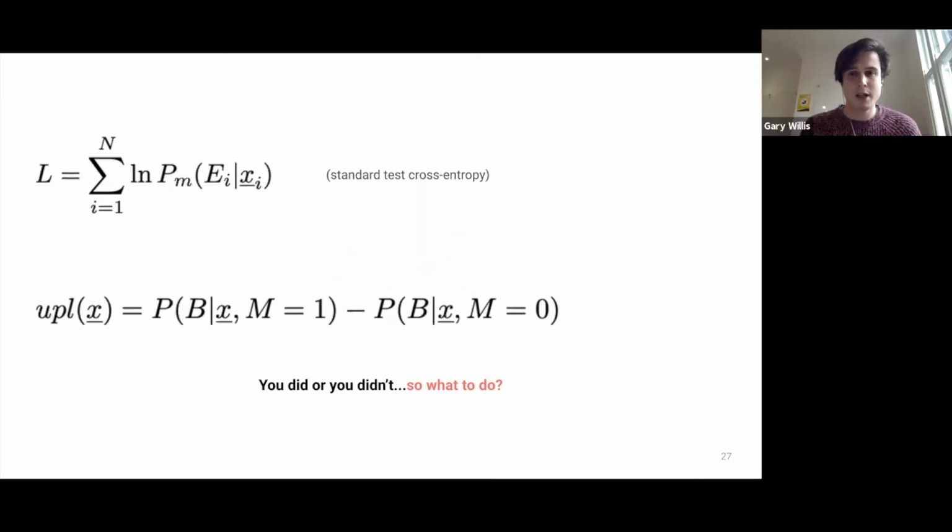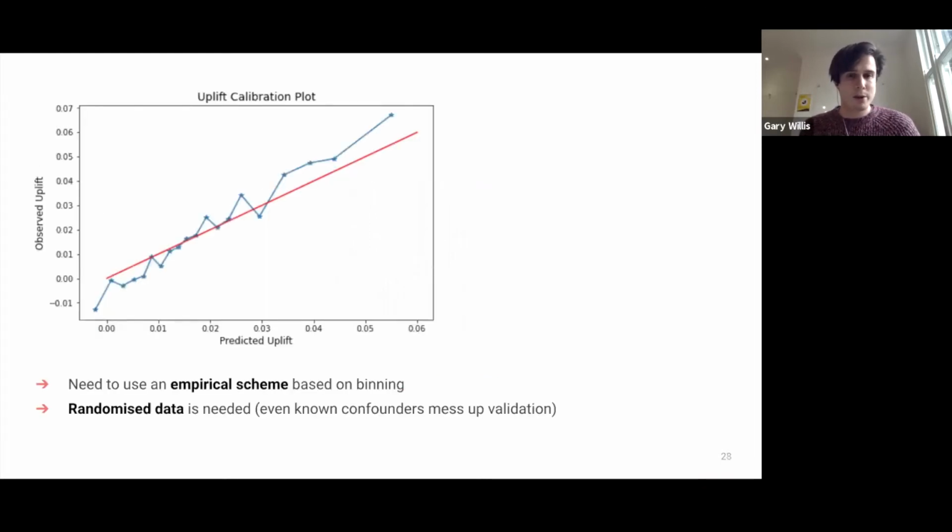So what do people do? Well, you need to use some sort of empirical scheme where you bin people together. And this is only going to work if you don't have confounders. So even known confounders will mess this up. So you need what's known as randomized data. You basically need to run some sort of randomized control trial. And the reason for this is that what you then do is you take all of your customers in a test set, you rank them by their predicted uplift, and then you do some sort of binning scheme. So let's say you look at the top 5% of people according to their predicted uplift. If you've run a randomized control trial, some fraction of those people will have got the treatment, or they got marketed to, and some people will not have got the treatment.